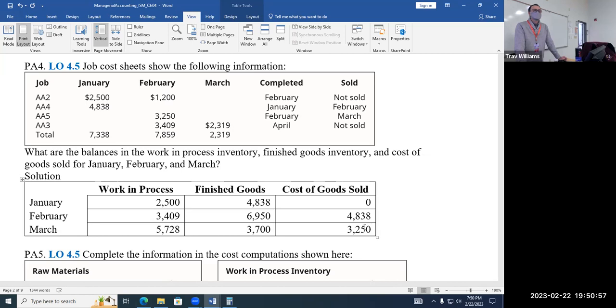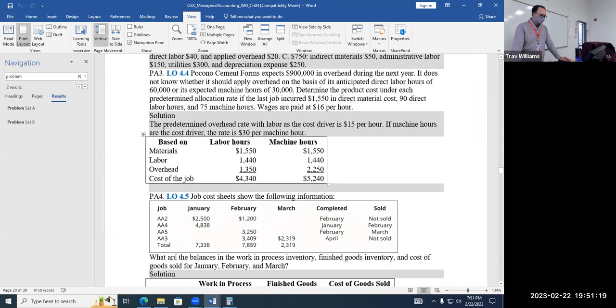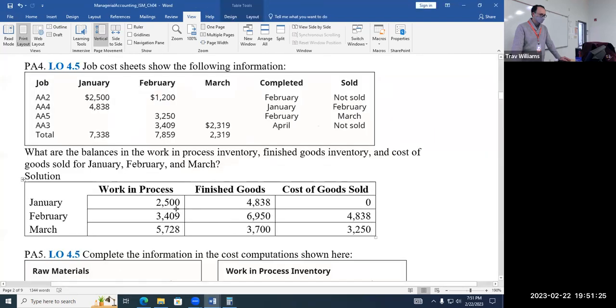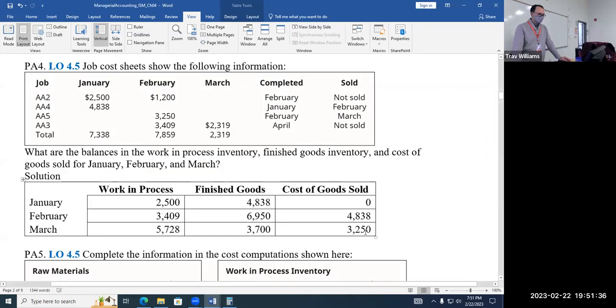Confusing, right? There's probably an easier way to solve this problem. I'm sure if you made some sort of a fancy spreadsheet or something, it could do the calculations, but I think we got it right. So let's check. Okay, so we have 2,500, 3,409, 5,728. That's good. 48, 38, 69, 50, 3,700. That looks good. 48, 38, 32, 50. Okay, and that looks good.